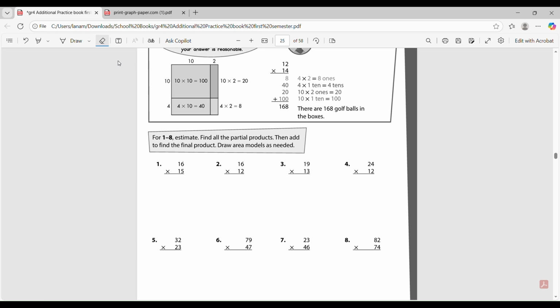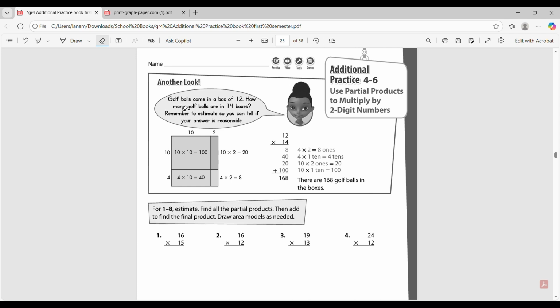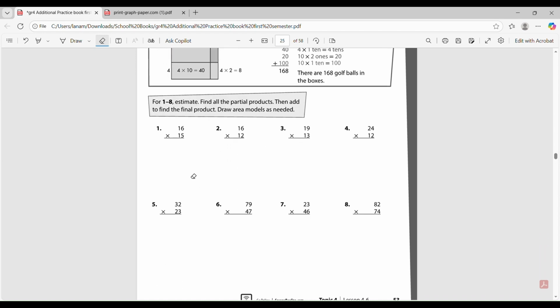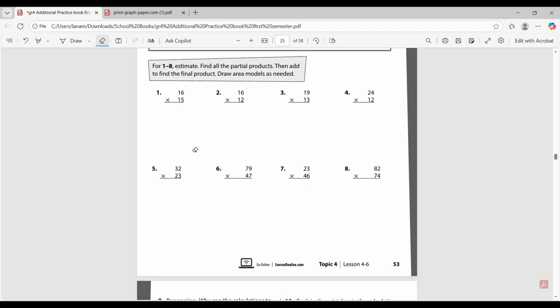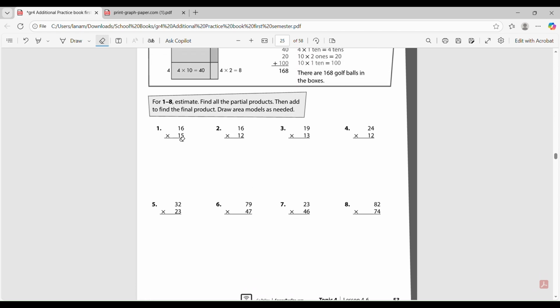Hello everyone. In this video, I'm going to answer the questions you have on page 53 in the additional practice workbook. Now this lesson is about using partial products in order to find the final product in multiplication facts. So if I have a two-digit number multiplied by another two-digit number, I'm going to show you different ways of finding the product.